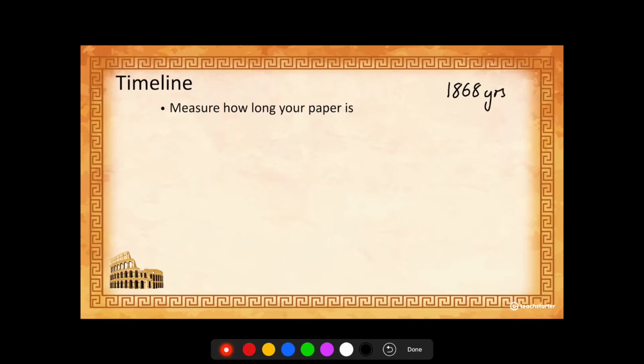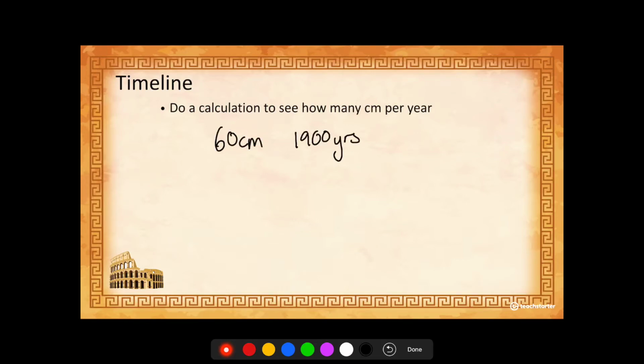Now, measure how long your paper is. I've measured my paper. My paper is 63 centimeters. Cool? That's the entire length. I don't want my thing to go all the way to the end, so I'm going to round it to 60 centimeters. And I'm going to round this to 1,900 years. So I've got 60 centimeters, 1,900 years. It's best to round your centimeters down and your years up.